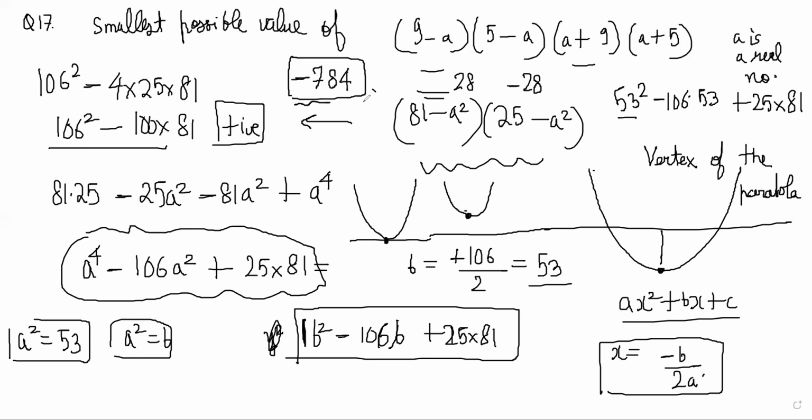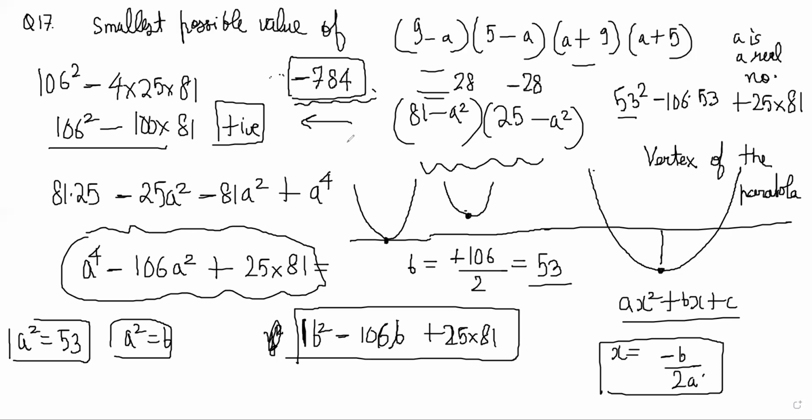That is the smallest possible value. 28 square is 784 only, no? Yeah. Sure, no? 841 is 29 square, I think. Are you sure about this, no?